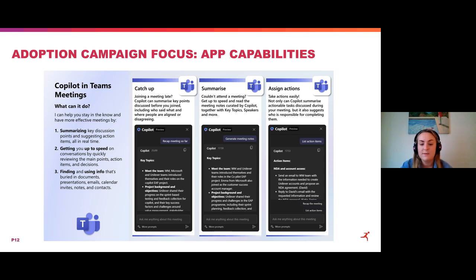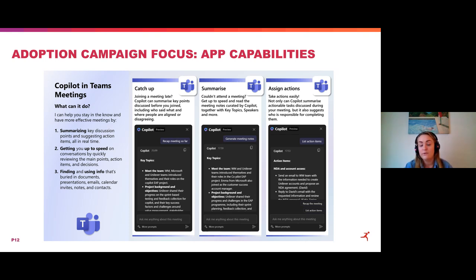So in Word, in Teams meetings, in Teams chat, in Outlook. Of course, the one example that's a little bit different in terms of the UI experience is M365 chat. With all the other apps, we can very easily say, okay, you can access the Copilot icon here. This panel on the right-hand side will open up and here are the key prompts you can do in that area.